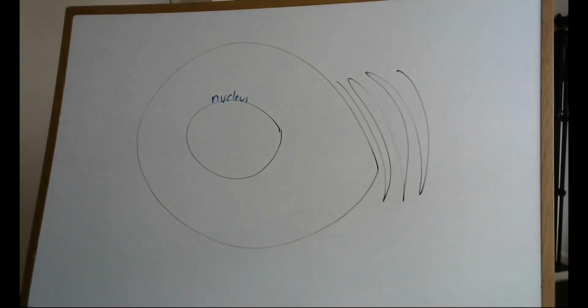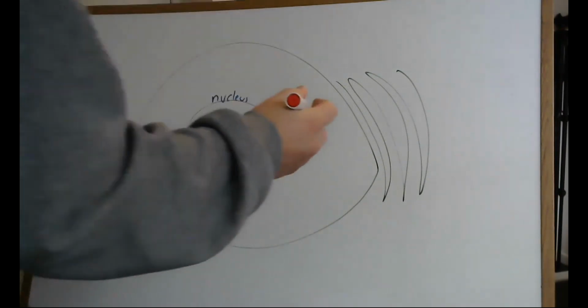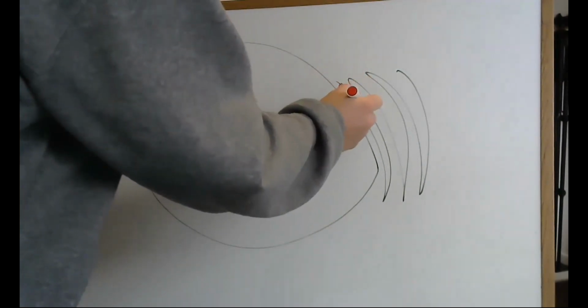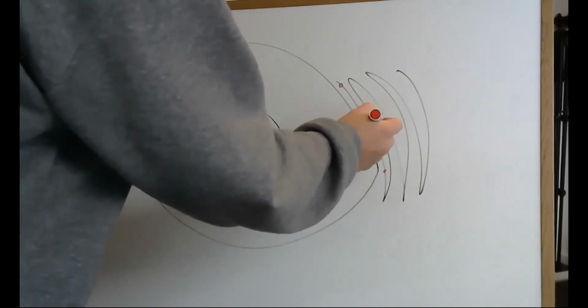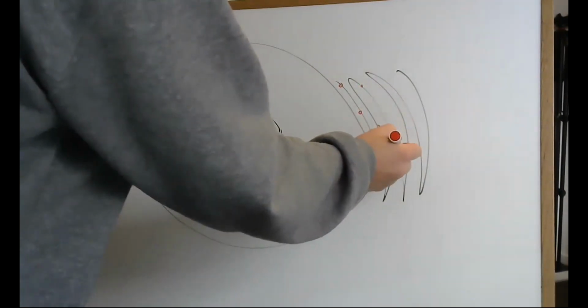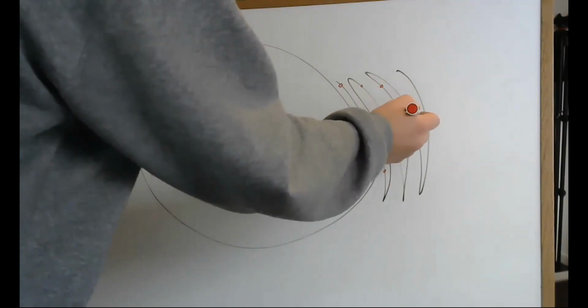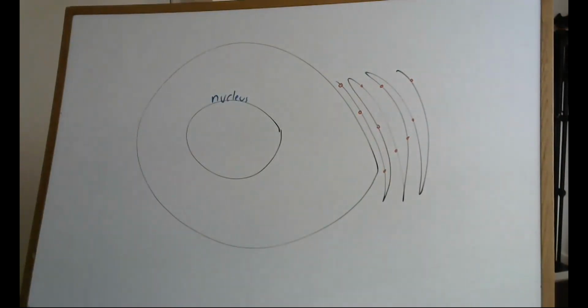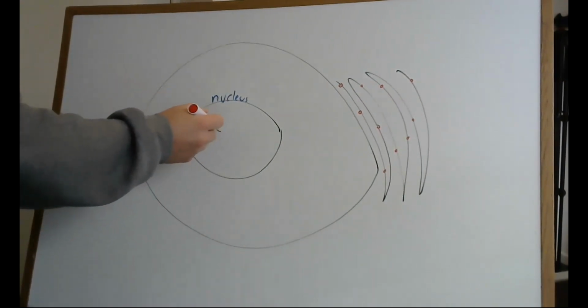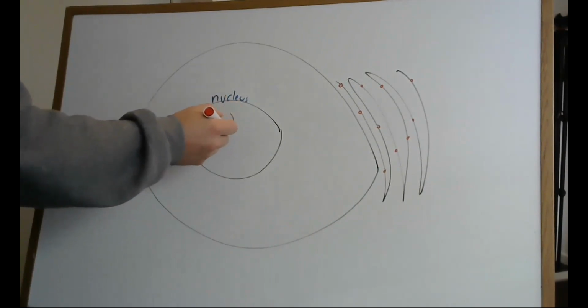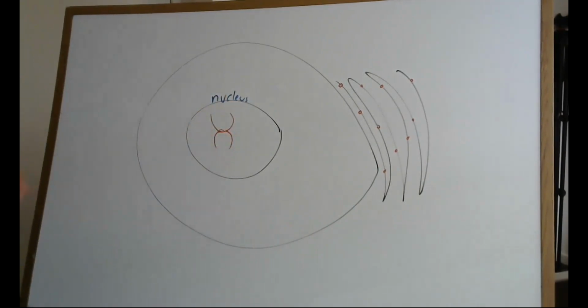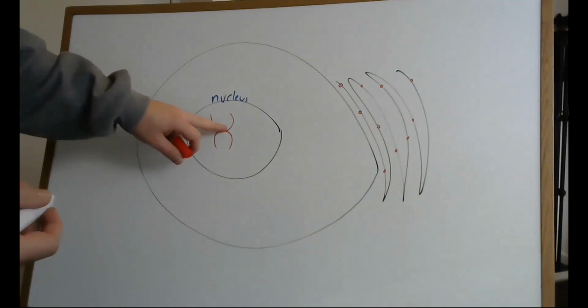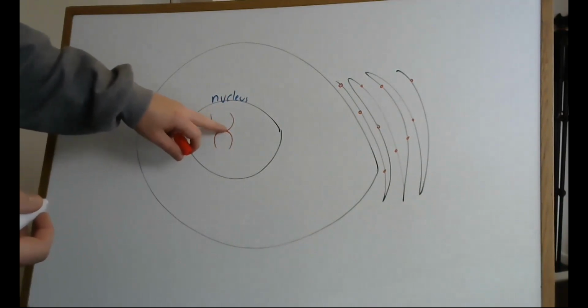So, on the endoplasmic reticulum, we have ribosomes. Now, it's called the rough endoplasmic reticulum because it has all of these ribosomes on it. Now, all of the genetic information is stored in the nucleus in these chromosomes.